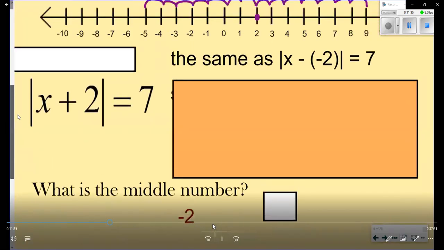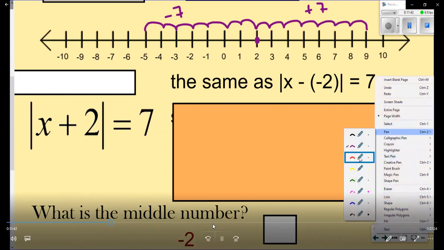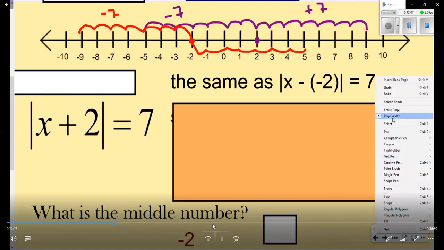My number line is not here. So if I did have the number line, I'm going to put in another color. I thought I had it at the bottom, but I didn't. So this one would be my middle number, and I'm doing 7. 1, 2, 3, 4, 5, 6, 7 in this direction. And then I'll do 1, 2, 3, 4, 5, 6, 7. So it'll be negative 9 and positive 5.